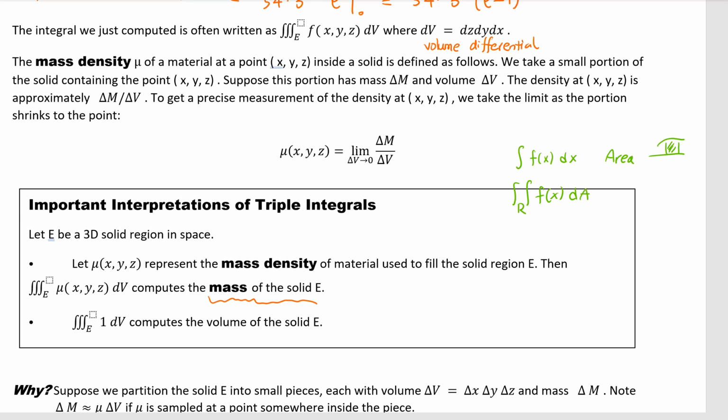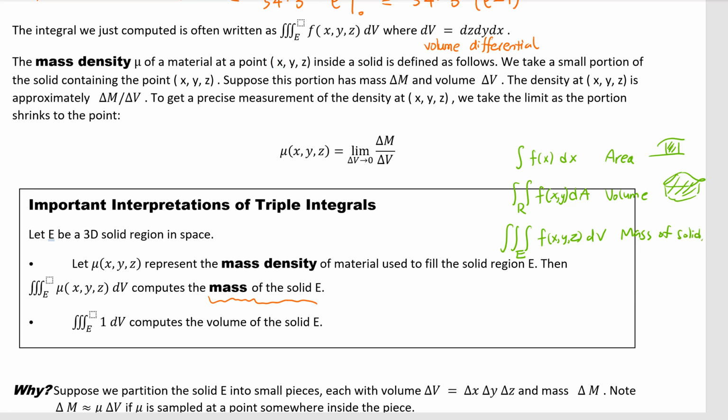Oh, sorry. This is f of x, y. This gives us volume. Okay, so volume under a surface. So this is the surface. It gives us the volume under the surface. And then the triple integral of f of x, y, z with the volume differential gives us the mass of the solid.